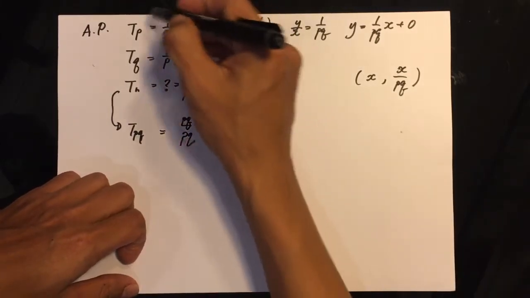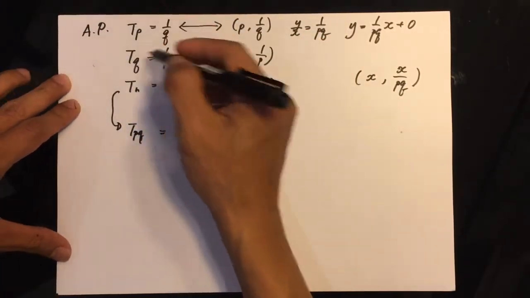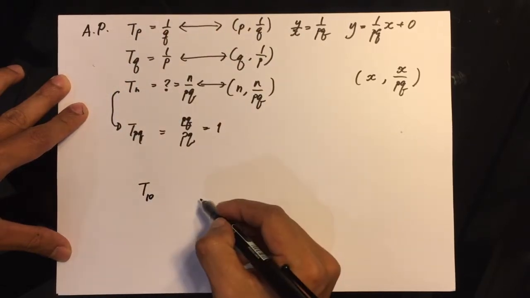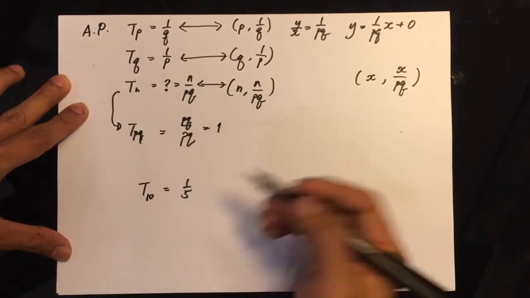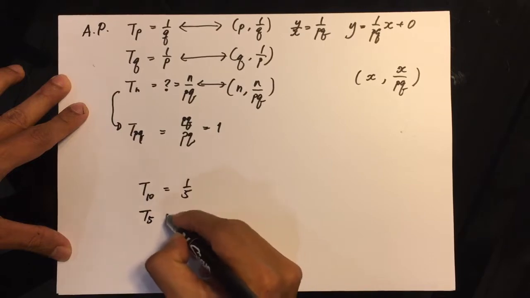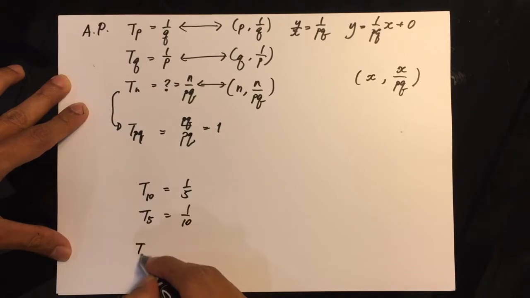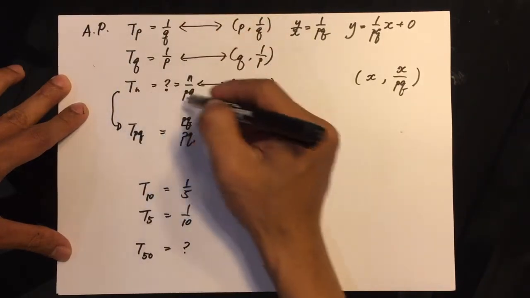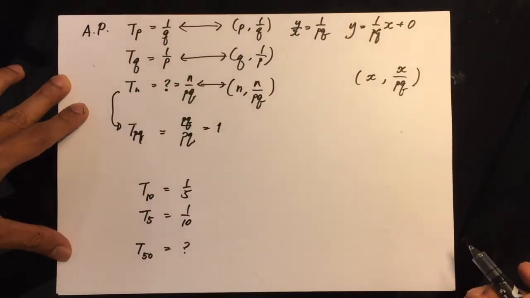Right. So let me try and give you some actual numerical examples of what this means. So you might be given a problem where, say, the 10th term is equal to 1 over 5. It's an arithmetic progression. And you're given that the 5th term is equal to 1 over 10. And the question is, what is the 50th term? So that's essentially what we've tried to calculate here using generic terms P and Q.